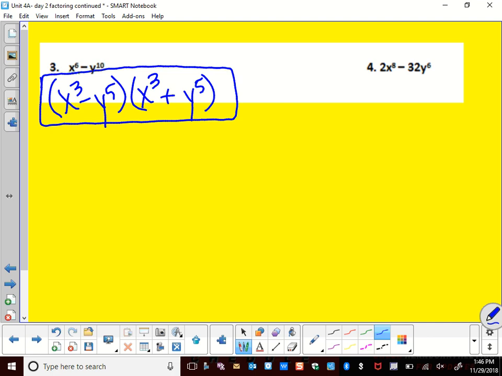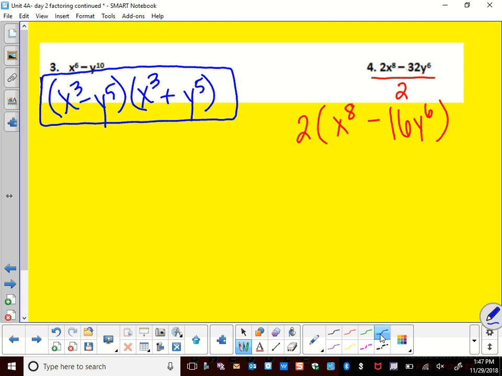All right, number 4. Do I have a GCF? Yeah. 2 is our GCF. I pull that GCF out to the side and I divide. My 2's cancel out, so I just have x to the 8th minus, what's 32 divided by 2? 16, and I keep my y to the 6th.